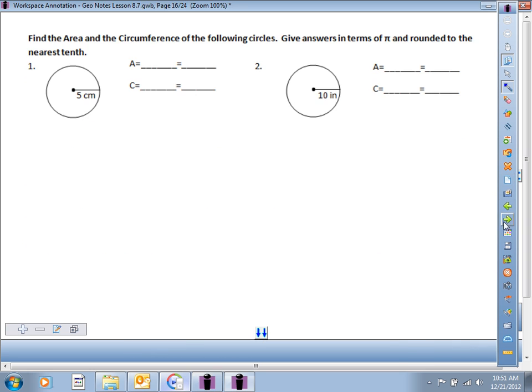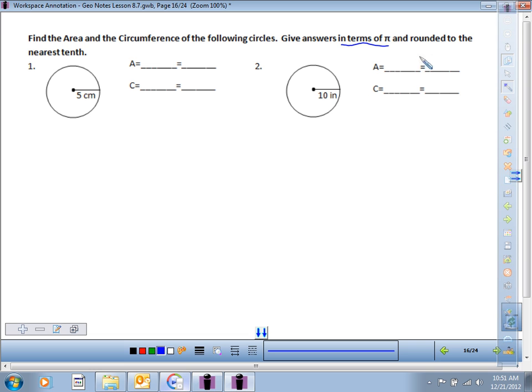Right? So let's go do some calculations now. Find the area and the circumference of the following circles. Give answers in terms of pi. That's kind of a new thing for us, and I will show you that. That's actually the easiest way to do that. And round it to the nearest tenth. The thing about rounding to the nearest tenth is we need a calculator, and then we round, and it's not exact. Okay, so let's go find the area.